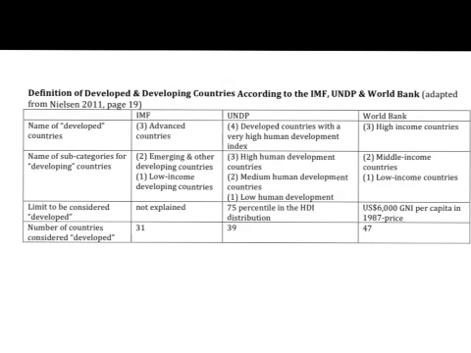As we've just seen, the UNDP and the World Bank at least have a limit, but they actually don't quite clearly explain why $6,000 in terms of GNI per capita makes a country developed and why below it makes a country developing. Similarly, the UNDP has never explained why 75% of countries are developing and only 25% of countries are developed.